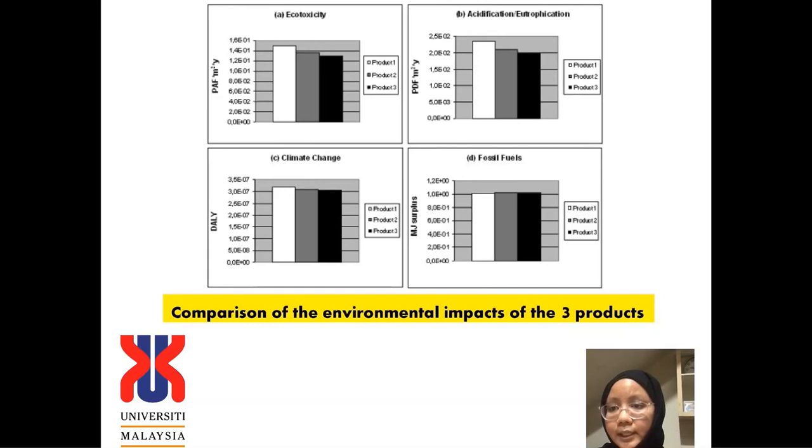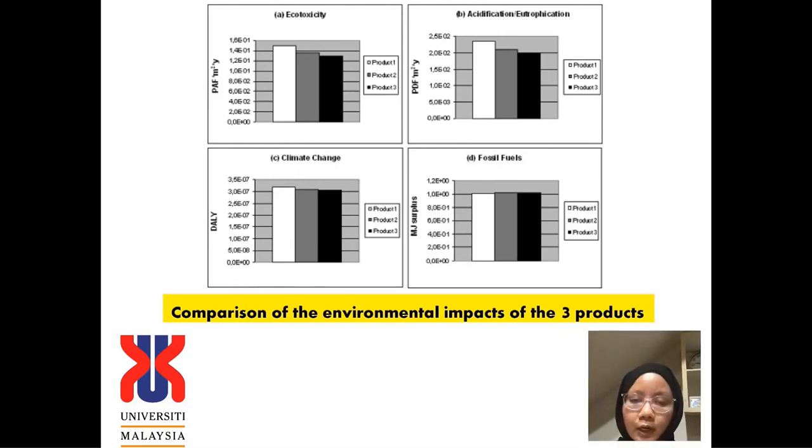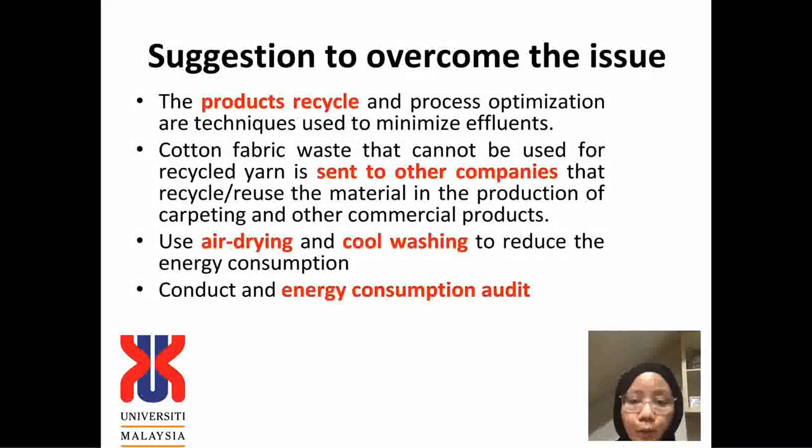So we can see here, product 1 in the white bar has the highest ecotoxicity, eutrophication, climate change and fossil fuel impact compared to product 2 and product 3, which have lower cotton. So from that we can conclude that cotton is harmful to the environment. So after the LCA assessment, now we can suggest how to overcome the issue.